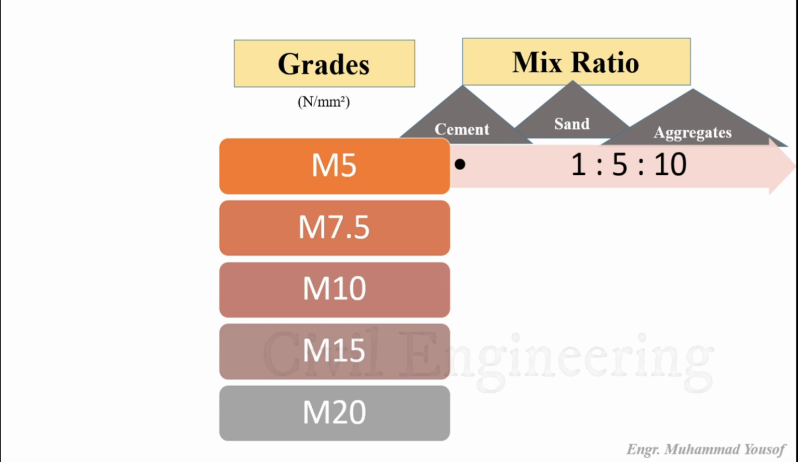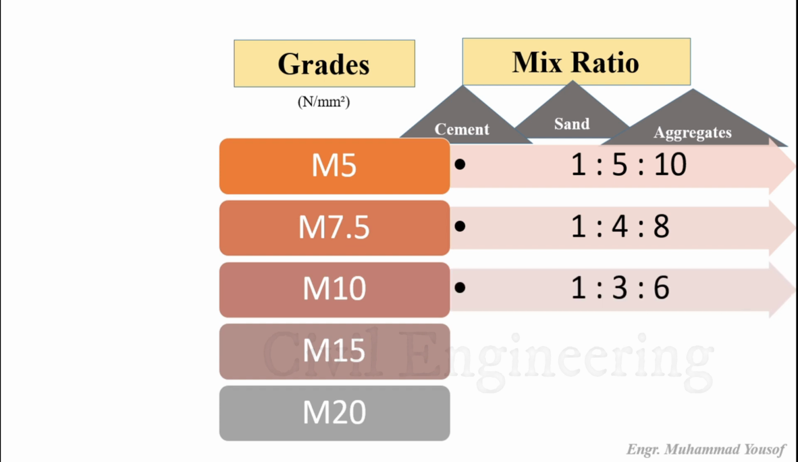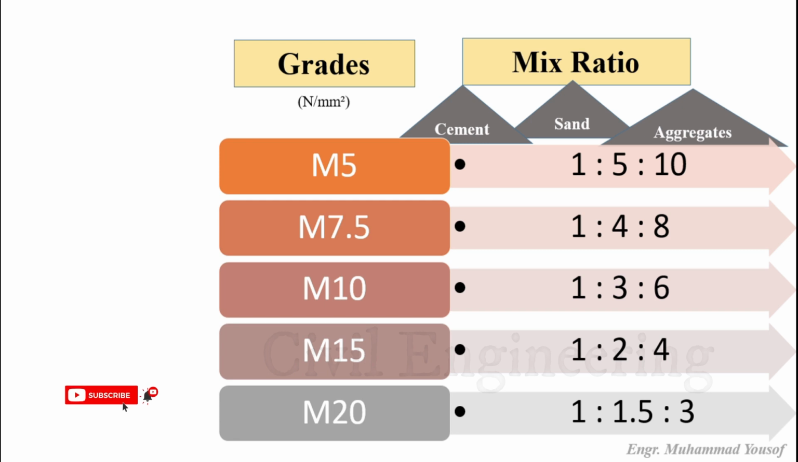For M5 grade of concrete we use 1:5:10. For M7.5 we use 1:4:8. For M10 we use 1:3:6. For M15 we use 1:2:4. For M20 grade of concrete we use 1:1.5:3. Here we see different mix design ratios for different grades of concrete.